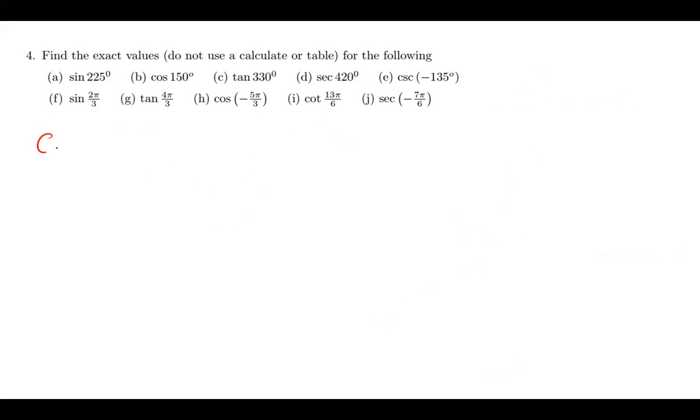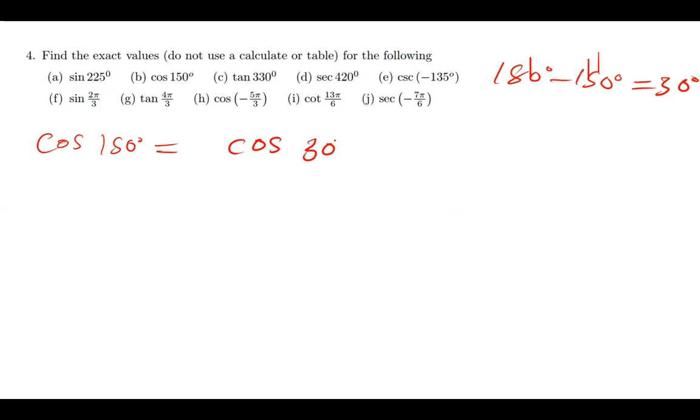So cos 150 degrees is equal to, so let us look at the special angle that 150 is very close to. 150 is very close to 180. So we're going to say 180 degrees minus 150 degrees, which gives us 30 degrees. So cos 150 is simply the same as cos 30 degrees.